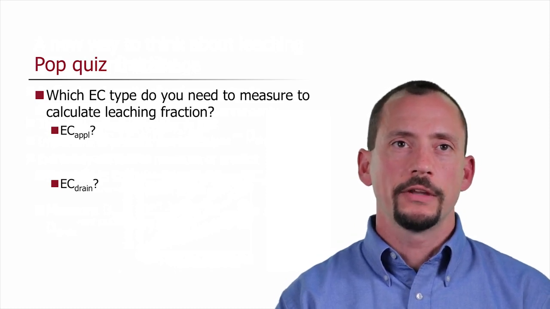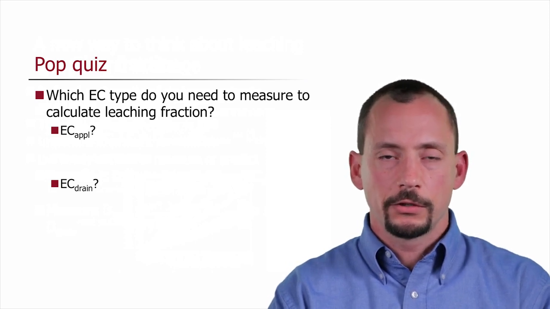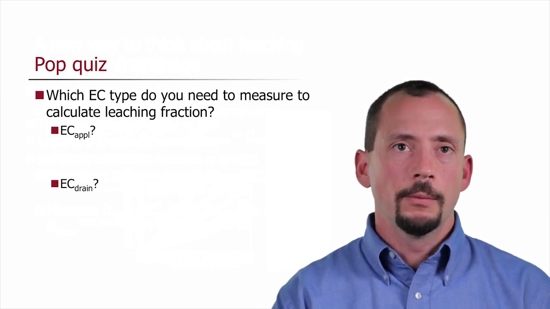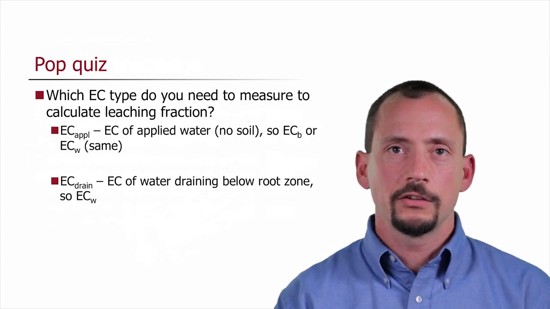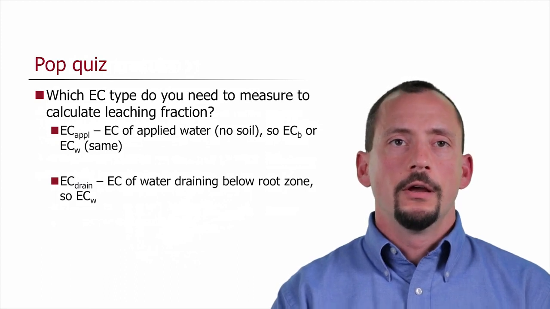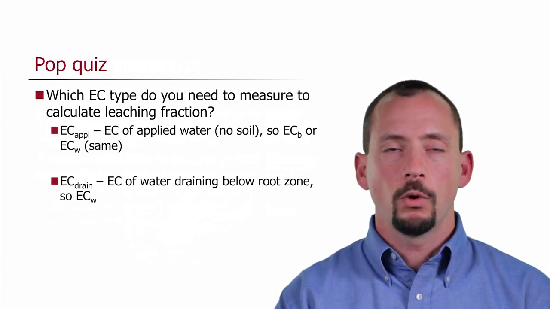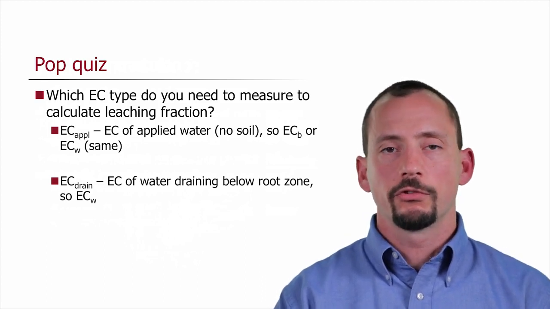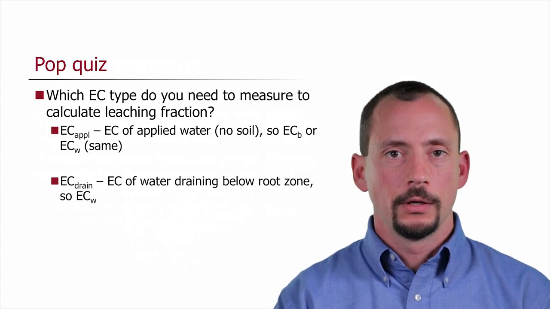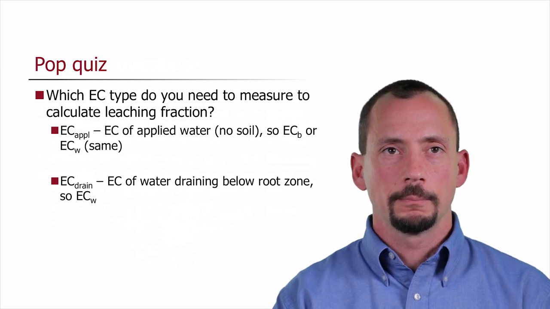So for the EC of the applied water, well, we're measuring EC of water that's coming through an irrigation system, so we're measuring the bulk EC or the soil water EC, or the water EC. It's the same thing in this case because there's no soil in the system. The real question is, what EC do we need to measure in that drainage? Okay, well, we want the electrical conductivity of the water that's draining below the root zone. So in this case, we want ECw. So we would need to calculate that probably from the bulk EC.